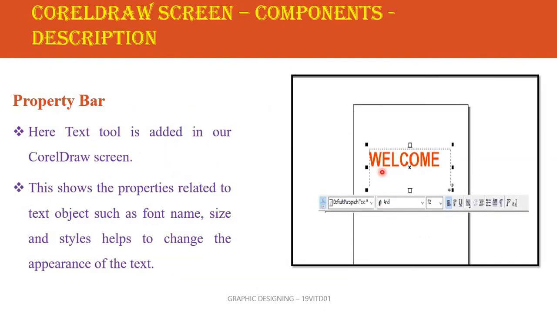Here is another example for the property bar. Here I am selecting the text tool. The text is drawn in the drawing page, and here are all the properties related to text objects, such as font name, font size, and the styles applied to that font, which help to change the appearance of the text.